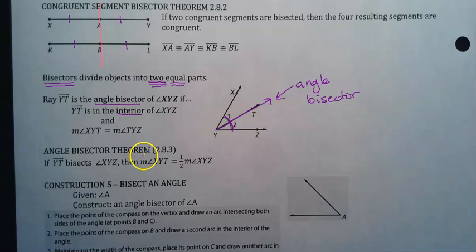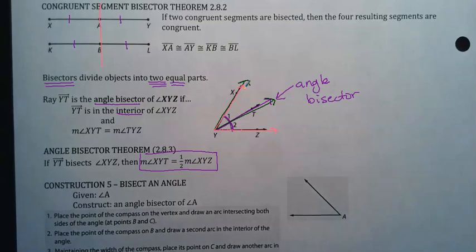So the angle bisector theorem says if YT bisects angle XYZ, then the measure of angle XYT, so angle 1, is equal to half the measure of angle XYZ. That makes sense, hopefully, right? If that's a bisector, the small angle is half of the big angle because it's an angle bisector. All right, great.